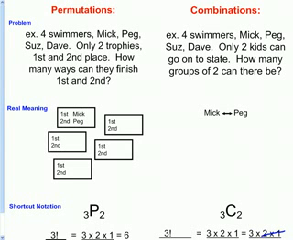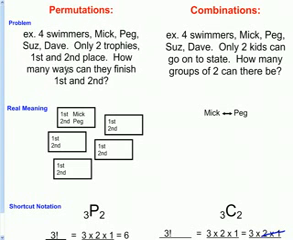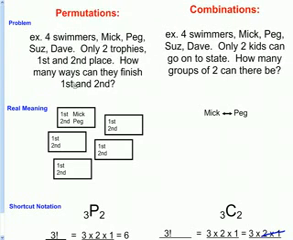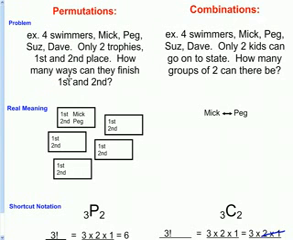This is kind of the sum it all up problem, just like we did yesterday, except this one has a little bit more complication because there's 4 contestants. And it's Mick, Peg, Susan, Dave. And over here, Mick, Peg, Susan, Dave. In this one, for permutations, I have first and second place, implying the order matters. Like if Mick gets first place, that's different than if Peg had gotten first place, right?